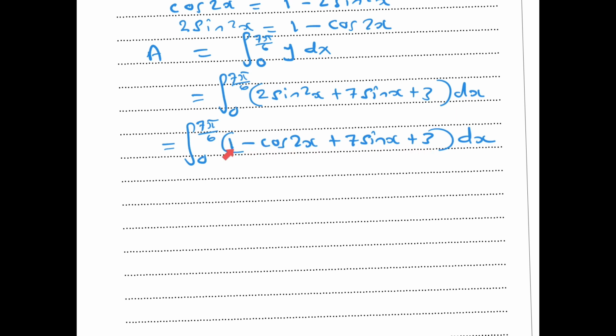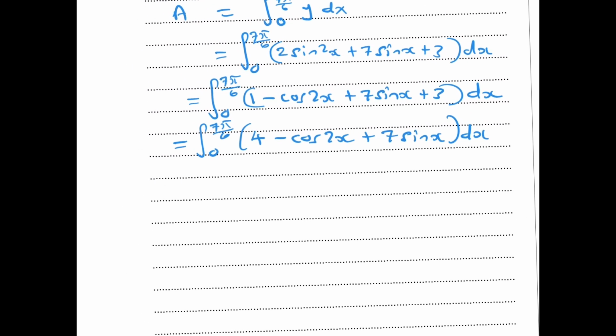But this can actually be simplified further. Remember, these constants, 1 plus 3, that can simplify to 4. So it's better to, first of all, have it like that. 7 pi over 6. So 1 plus 3, which is going to give us 4. Then minus cos 2x plus 7 sine x. Okay. So then to integrate that, what are we going to have?